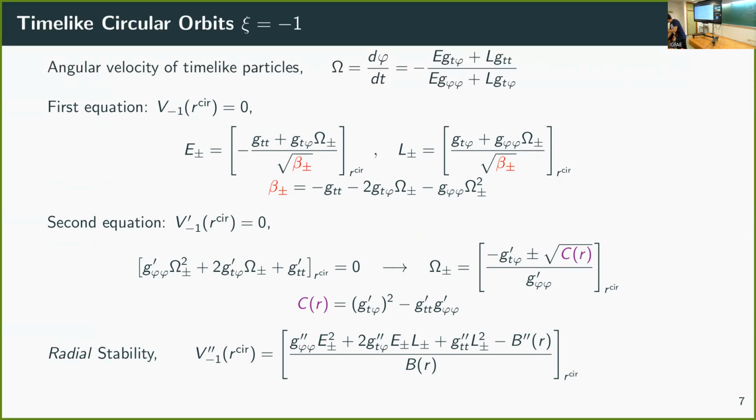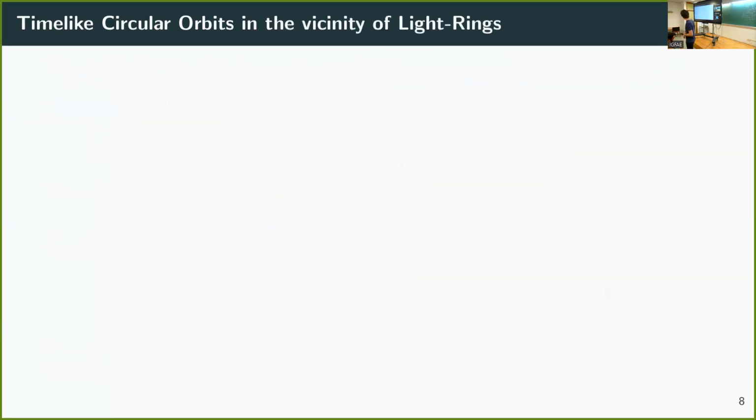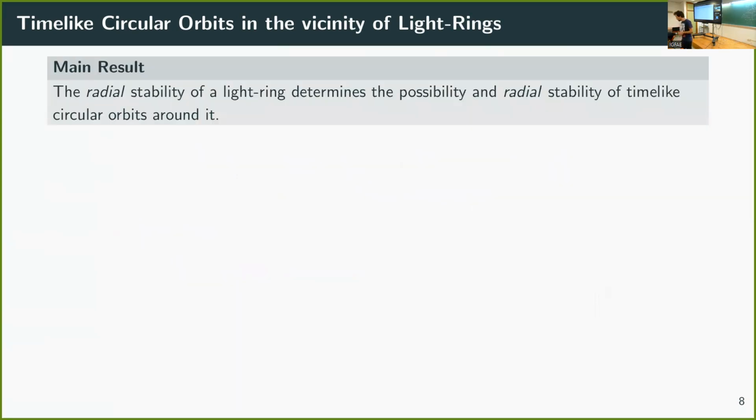So now that all the work is well structured and laid down, I can focus more on the main result that I want to show you here. The main result is that the radial stability of a light ring determines both the possibility and the stability of radial time-like cyclic orbits around the light ring.